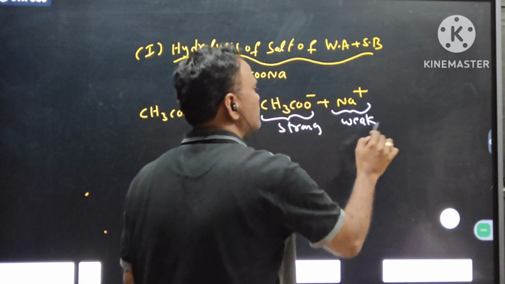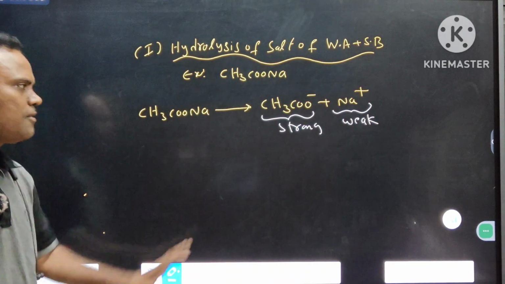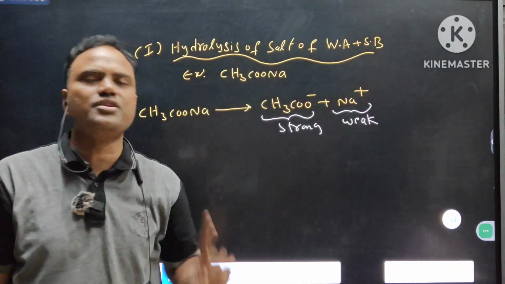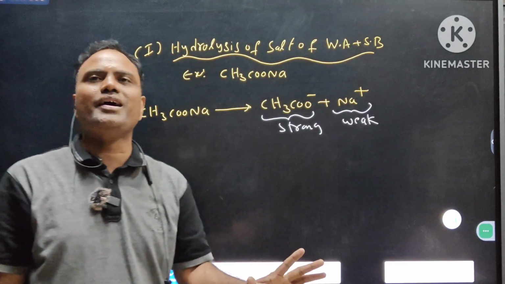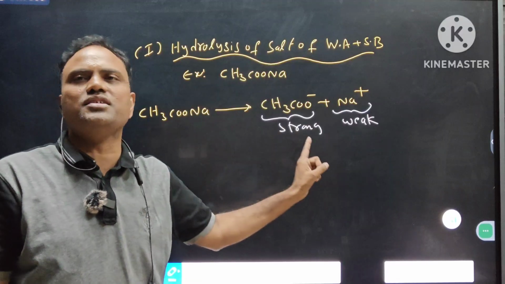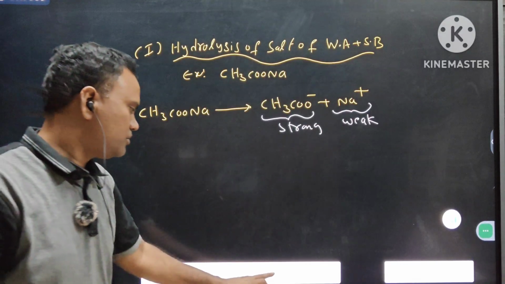Don't touch the weak ion. Leave it. Now take the strong one and add water, only for this, because I mentioned the condition. Only strong ions undergo hydrolysis. You are adding water to the acetate ion only because this is the strong one. Right?